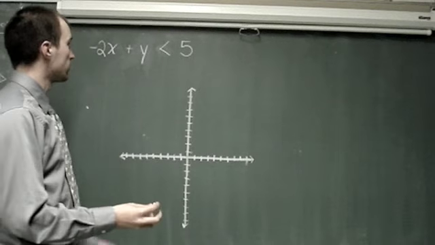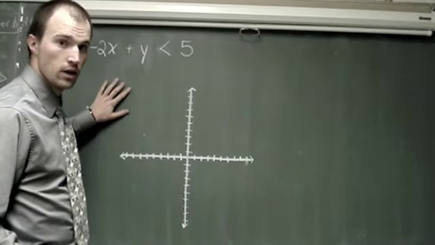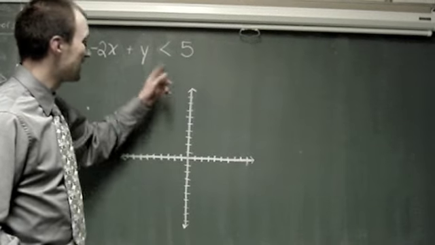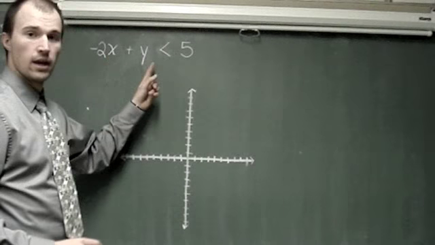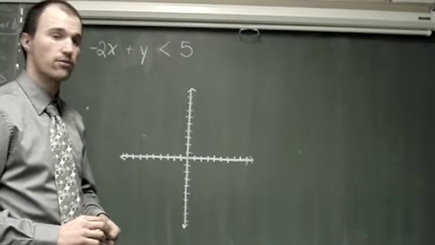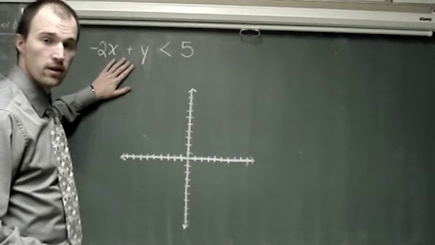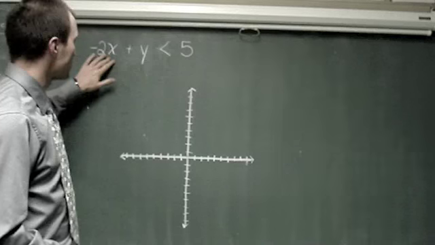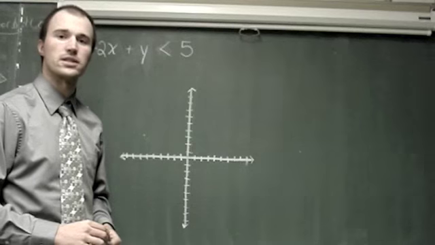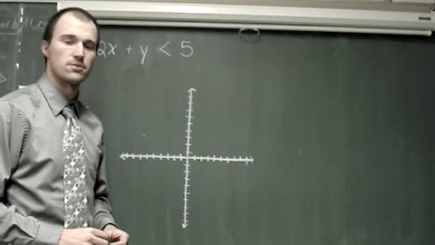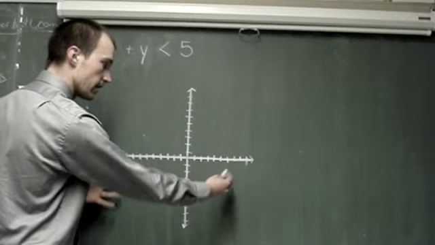Again, this is Mr. Johnson, and we're looking at Algebra 2, graphing linear inequalities with two variables, x and y. Okay? So if we see it in standard form here, like this negative 2x plus y is less than 5, here are the steps that we take to solve these types of equations.